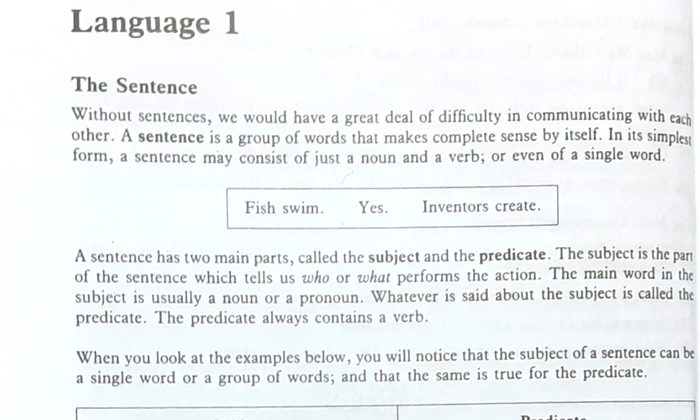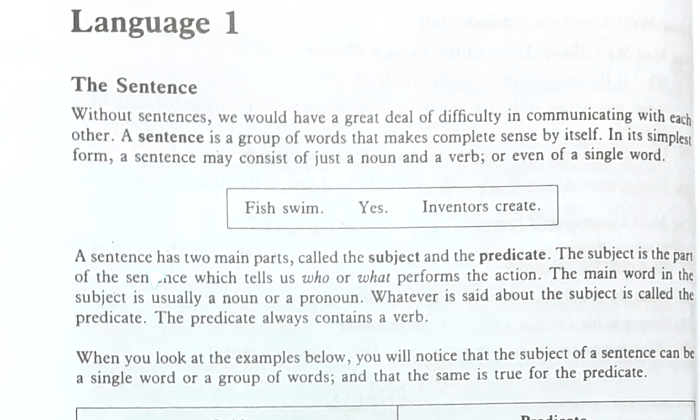A sentence is a group of words that makes complete sense by itself. In its simplest form, a sentence may consist of just a noun and a verb, or even of a single word. Here it is written a sentence is a group of words, but also a single word. Yes, it is possible. Here is the example: Fish swim. There are two words, means group of words. But "Yes" is a single word, and it's a sentence. And "Inventors create." This is also a sentence. It means a sentence can be single-worded or multi-worded.